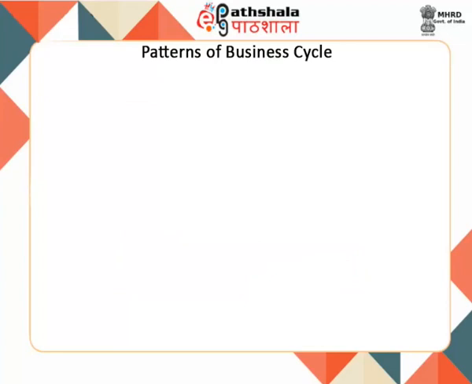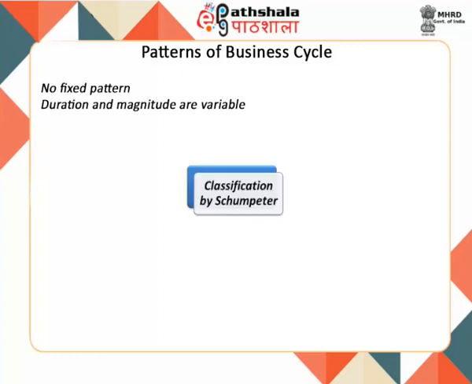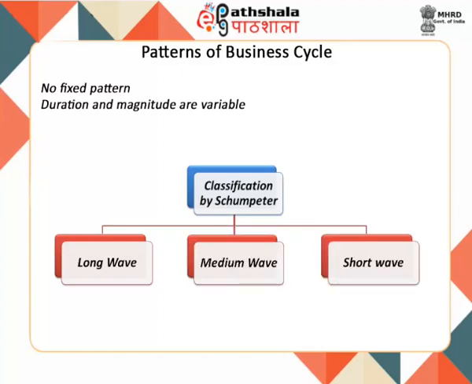The business cycles do not follow any fixed pattern. Their duration and magnitude varies from time to time and place to place. Schumpeter proposed the following patterns of business cycles based on their periodicity: long wave, medium wave, and short wave.